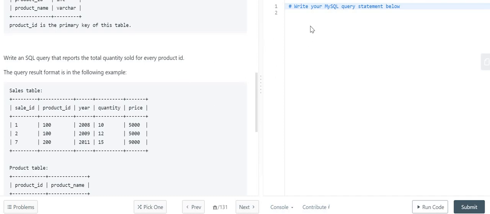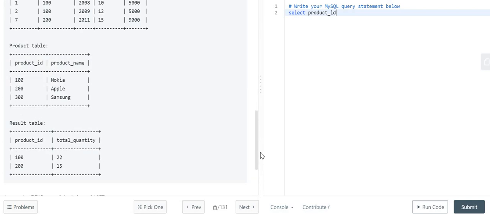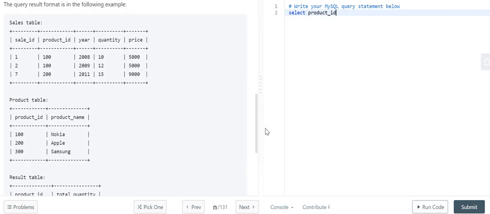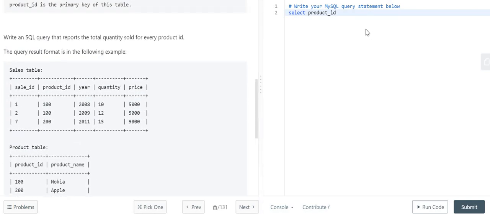Okay, so this is basically a simple SQL query where you just use the group by clause. You select items, and what is the mandate for the group by clause? There should be a select statement. So what we are going to do is select product underscore ID, right? Because if you look at the result, it has product underscore ID and total quantity, right?